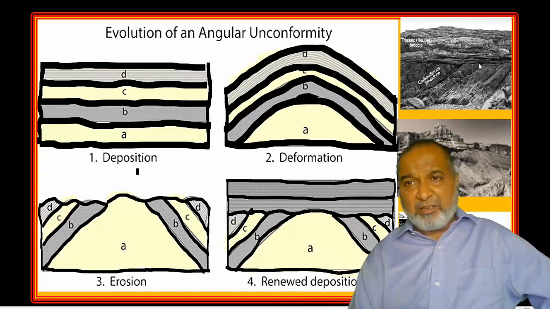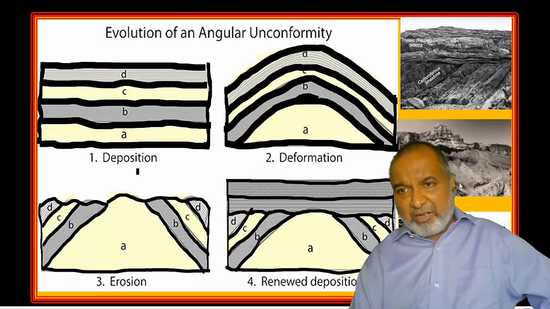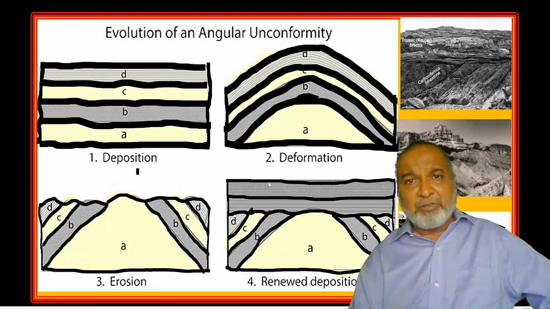Now you can see here the inclined beds are very clear, and above is the horizontal bed. Similarly, here we have an inclined bed, a fold is there, and above is the horizontal one. You can see here inclined and above is horizontal. So that is the angular unconformity.